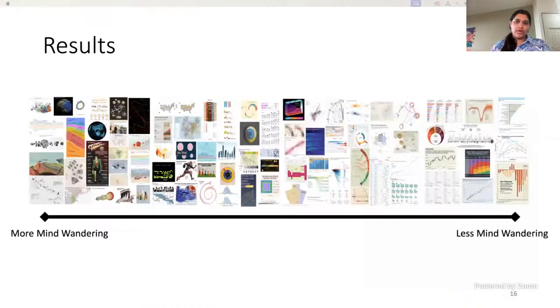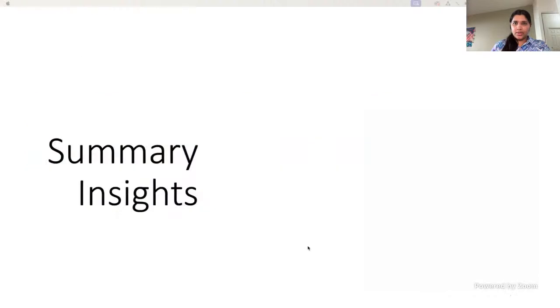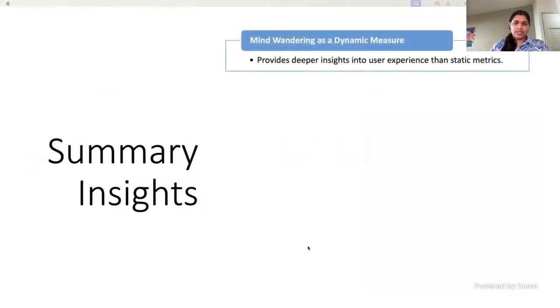Indeed, we find that the charts that are closer in structure to what you might expect as a canonical impression a person might hold for a particular chart type experience less mind wandering than those with very high levels of embellishment. So therefore, to summarize, we offer quantitative evidence that supports how mind wandering functions as a dynamic measure of the viewer experience with data visualizations.